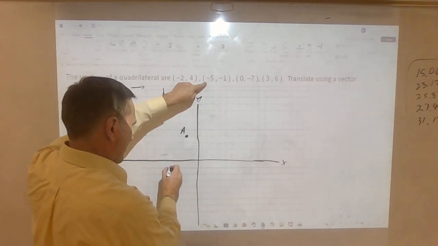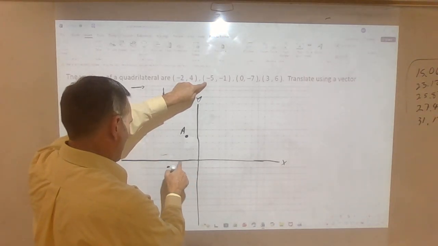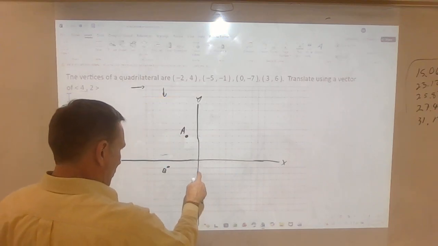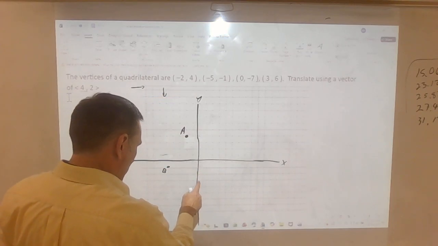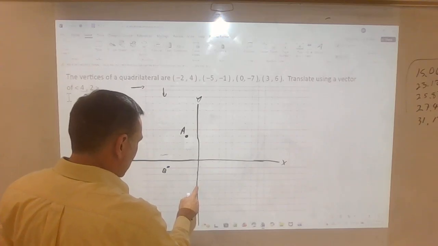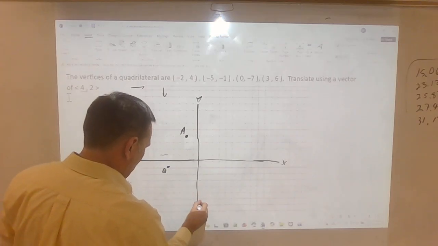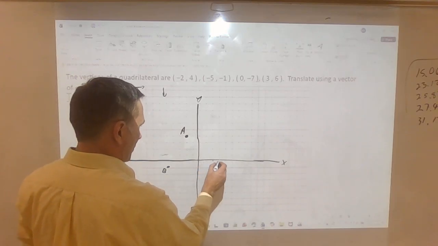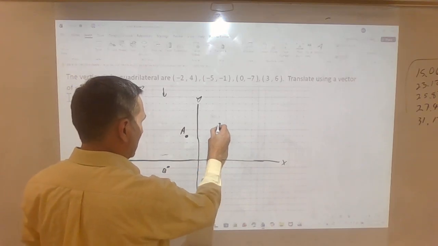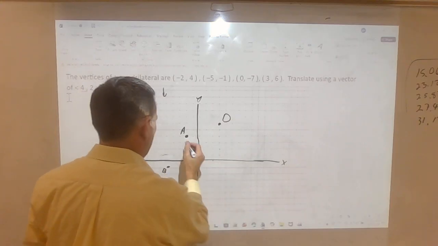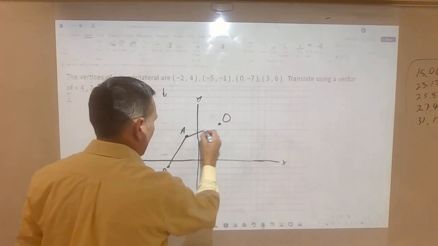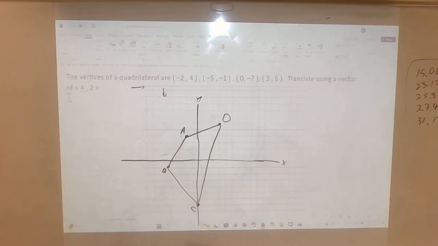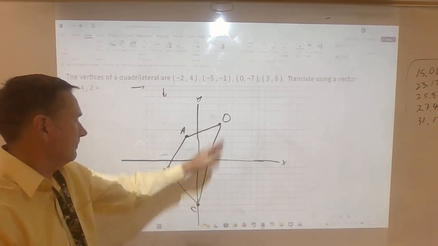-1, -0 with -7, here, and then 3, 6. And there's D. And we have that figure there. Please assume that this is a straight line.